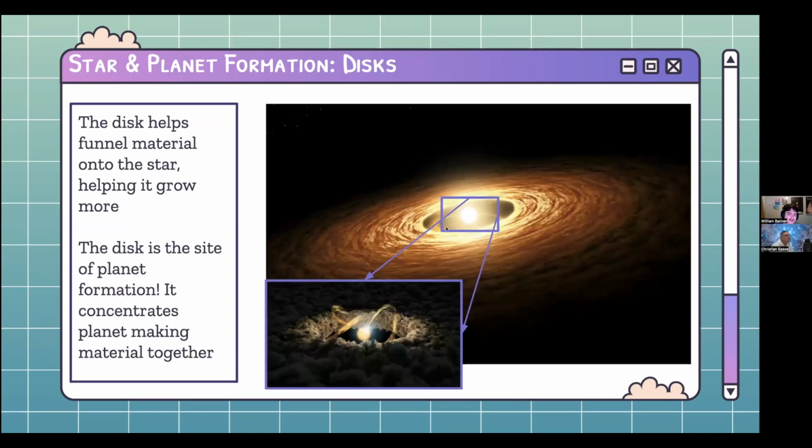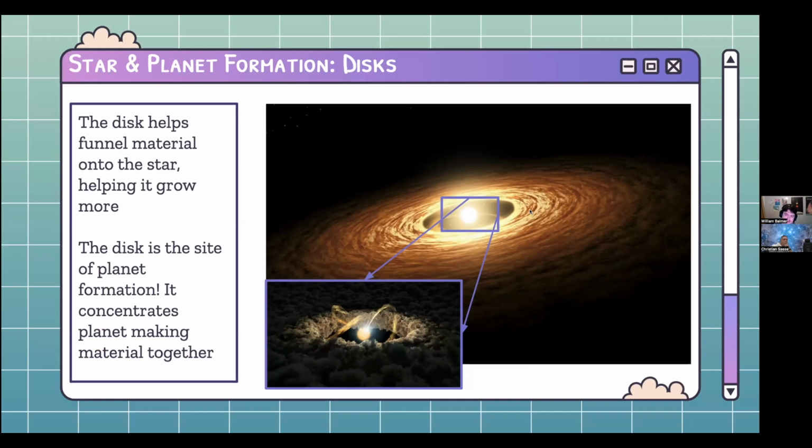So this disk can then help add new material to the star. Bits of the inner disk can fall onto the star more easily. But important to our story here is that the disk is the site of planet formation. And it's that disk that we theorized about at the beginning of the talk, where we saw all of the planets along the same line, all orbiting in the same plane. We thought, okay, well, maybe they formed from some disk.